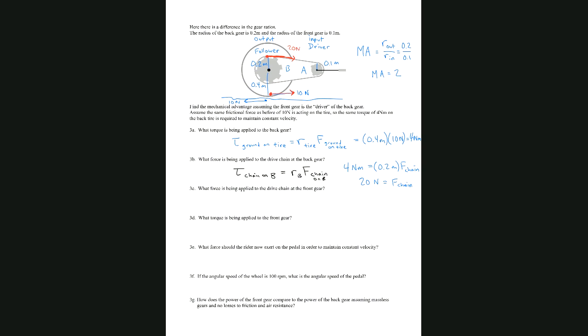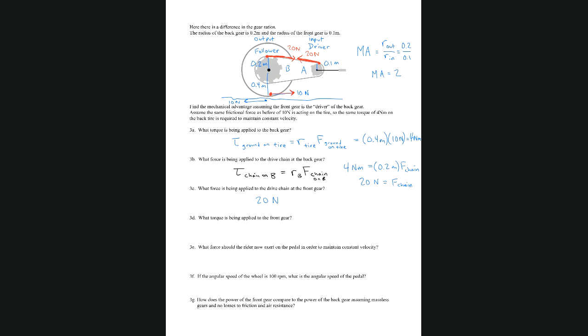Okay, now the chain is going to transfer the force. And so if 20 newtons are felt at the back gear, then 20 newtons will be felt here as well. So what force is being applied to the drive chain at the front gear? 20 newtons. What torque is being applied to that front gear then?